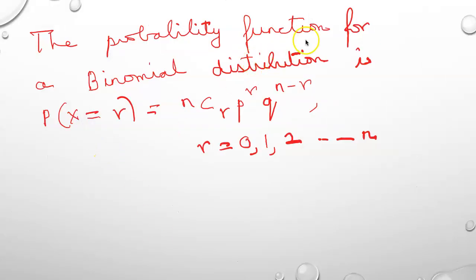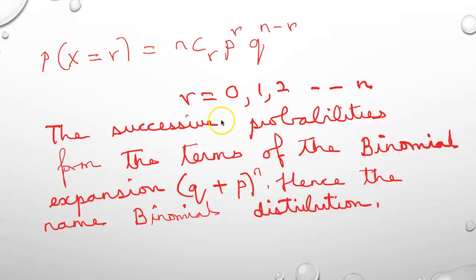So, the probability function for a binomial distribution is given by probability that x equal to r is nCr p raised to r q raised to n minus r, where r takes values 0, 1, 2 up to n. So these probabilities form the terms of the binomial expansion (q plus p) whole raised to n.